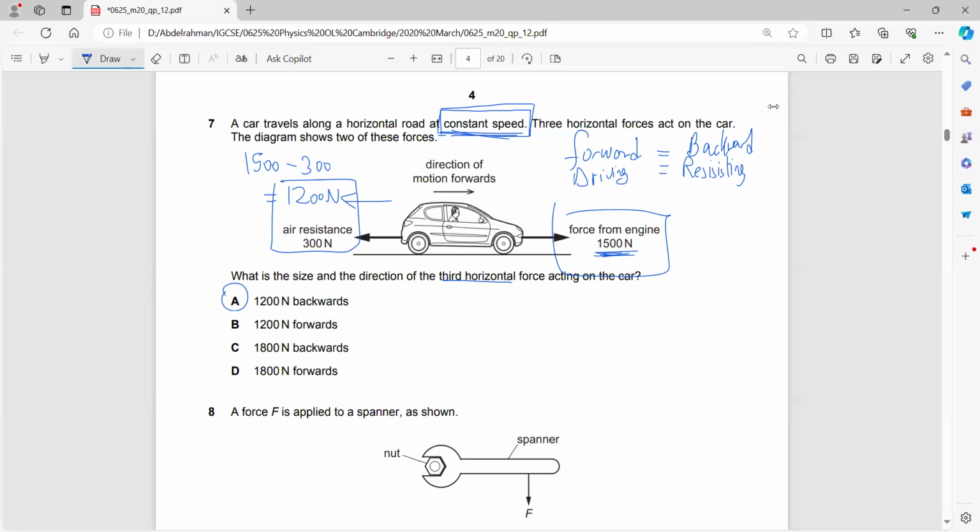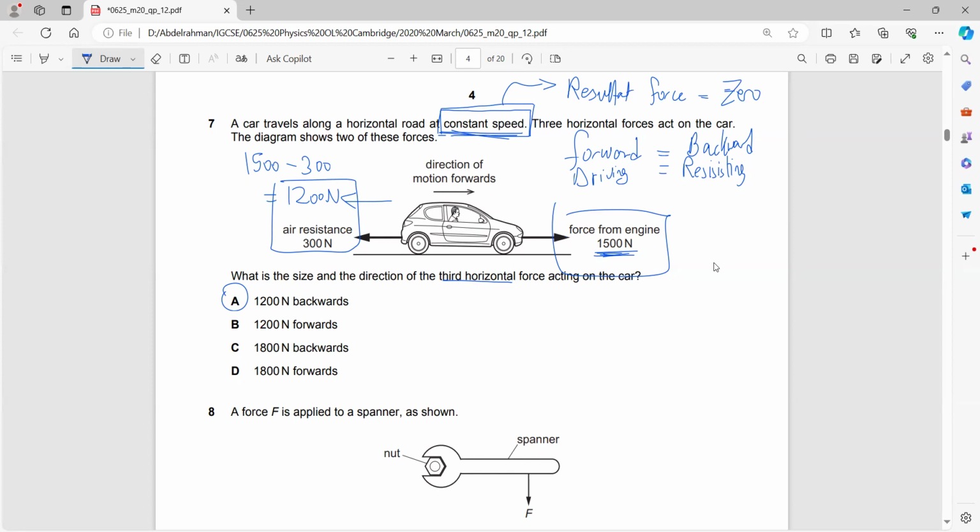He did not say what's the resultant force on the car. He said that the car is moving at a constant speed, which means that the resultant force equals zero. Whenever I say that the car or any object is moving at a constant speed, this already means that the resultant force is zero.